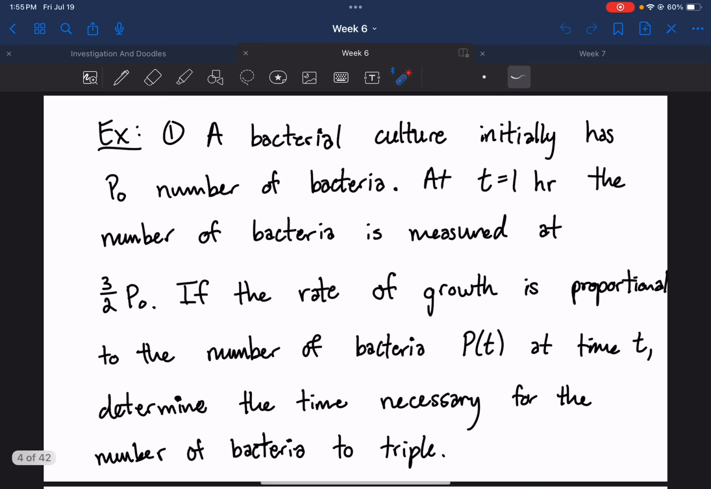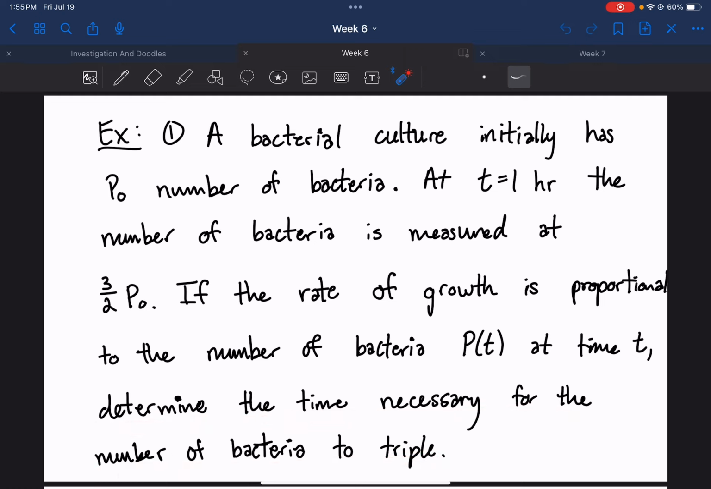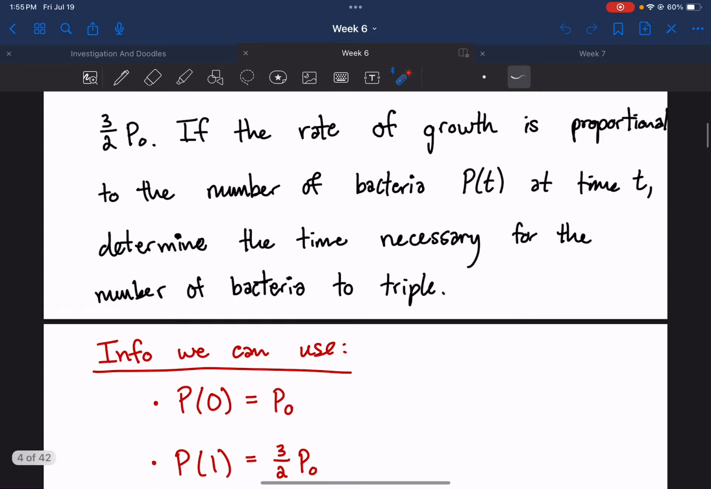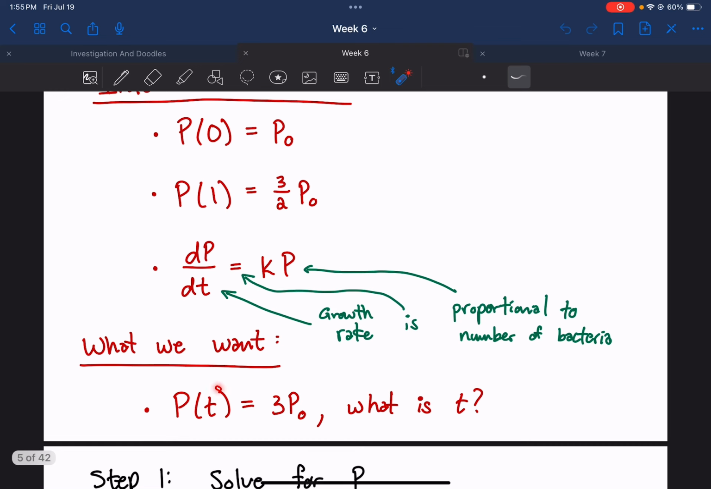Our goal is to now determine the time necessary for the number of bacteria to triple. So if it takes 1 hour to go from P0 to 1.5 P0, how long does it take to get to 3 P0? Here's the info we've got. P(0) is P0. P(1) is 3/2 P0. And dP/dt is kP. The growth rate is proportional to the number of bacteria. What we want to know is what t gives P(t) equals 3 P0.